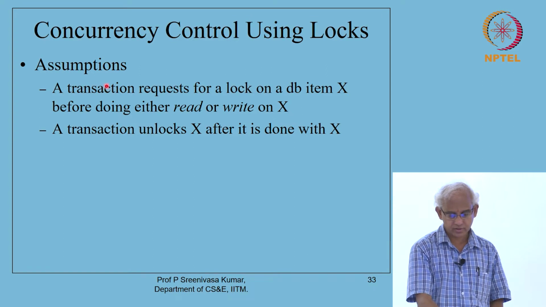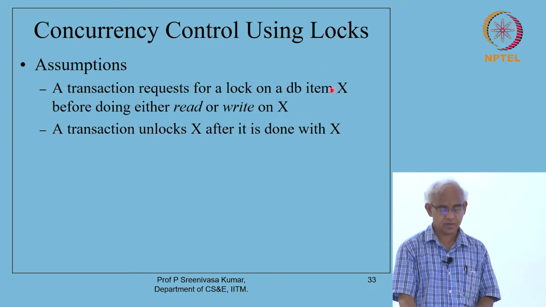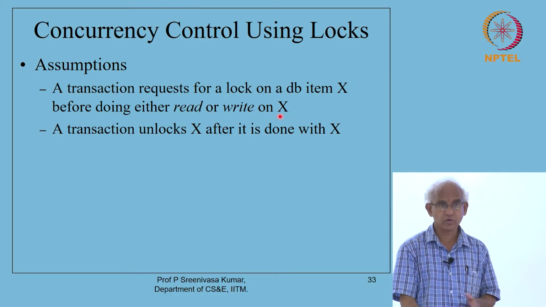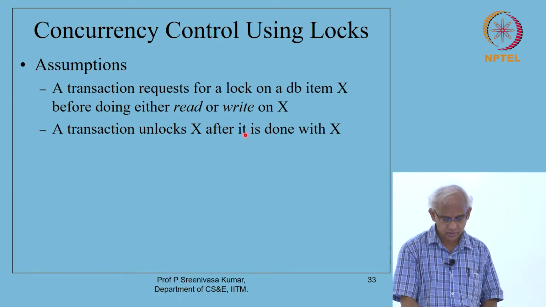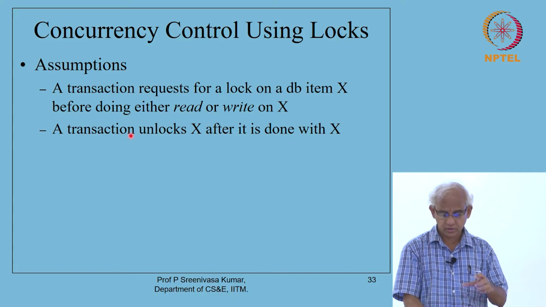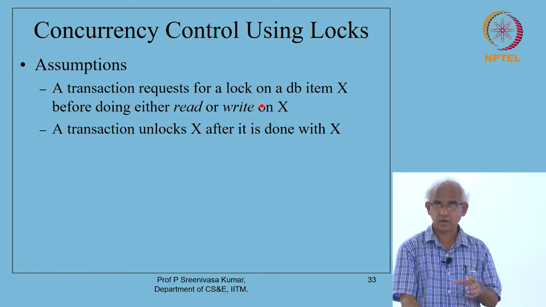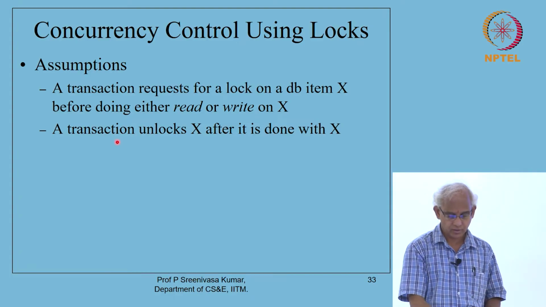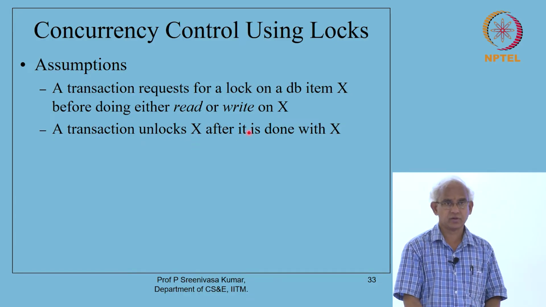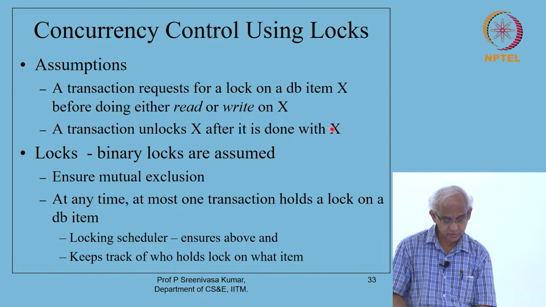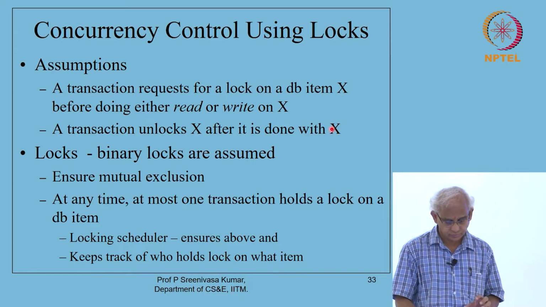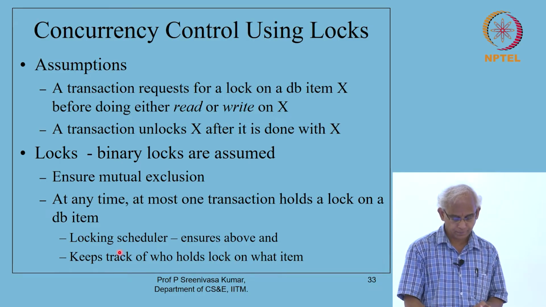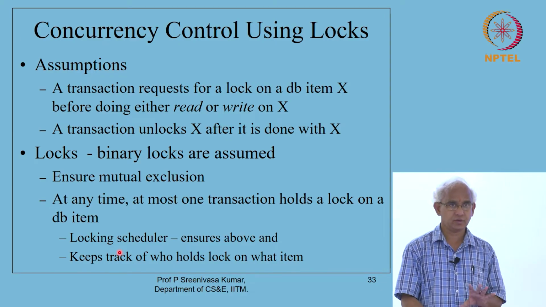The assumption that we make here is that a transaction requests a lock on a DB item X before it is either reading or writing it. We will go for a simpler model where we use binary locks. So it has to ask for a lock, obtain that, and then either read or write the database item, and the transaction unlocks it after it is done. We will also assume that there is a locking scheduler or locking manager, which is keeping track of the situation.